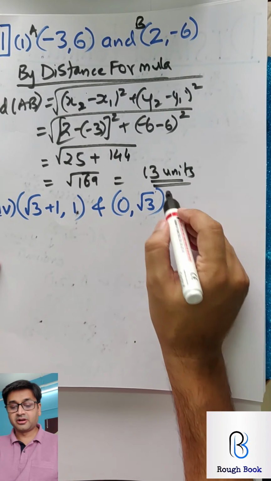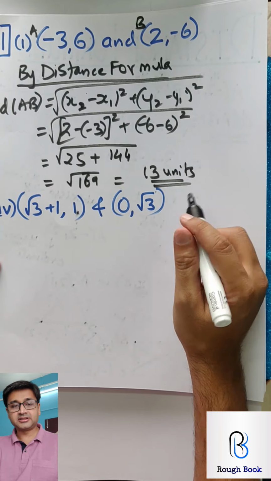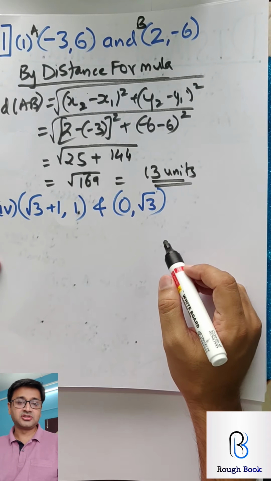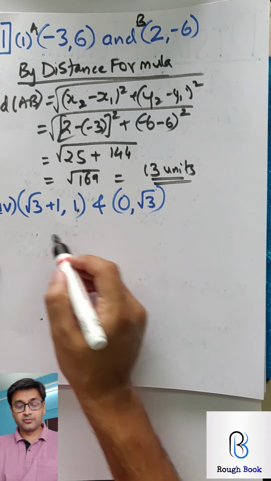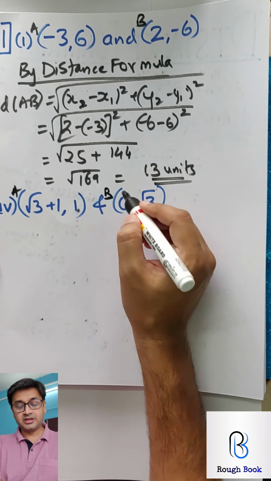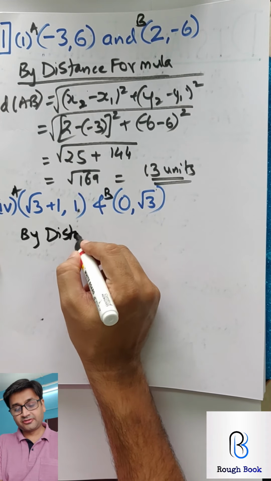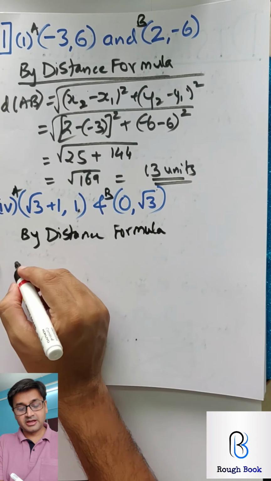Don't write centimeter or anything, just write units. Is that clear? How many of you have got this correct? Brilliant. If you got this, almost the entire exercise you are there, except for a few things here and there. Come on, let's apply it one more time with slightly difficult coordinates. So let's call them A and B. Find the distance. So by distance formula, come on everyone, on your own without my help.